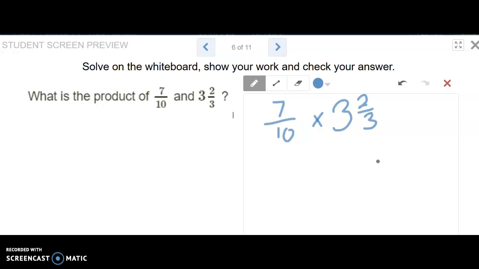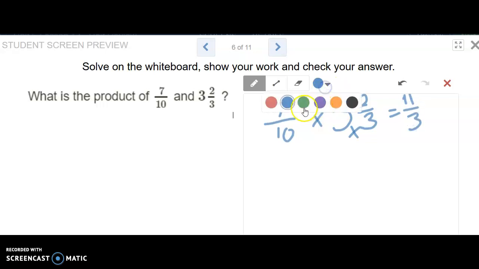Right away, when I was writing that, I knew that I cannot multiply and divide fractions by mixed numbers or whole numbers. I have to make them into improper fractions. So let's do that with 3 2/3. 3 times 3 is 9. And then I'm going to add the 2 to my 9. That gives me 11 over 3.